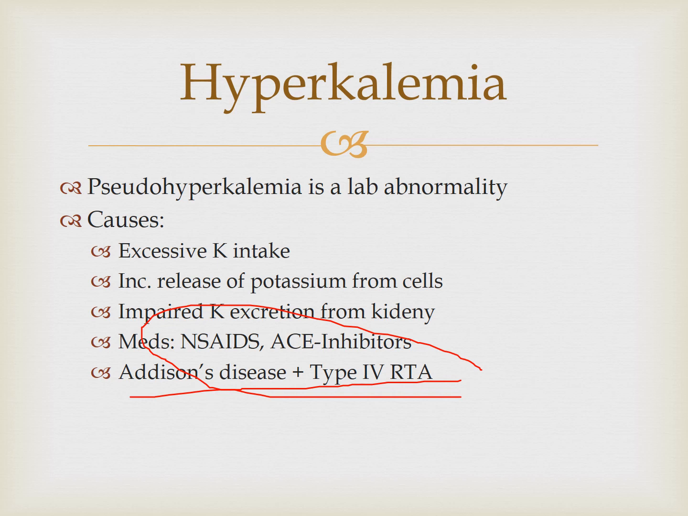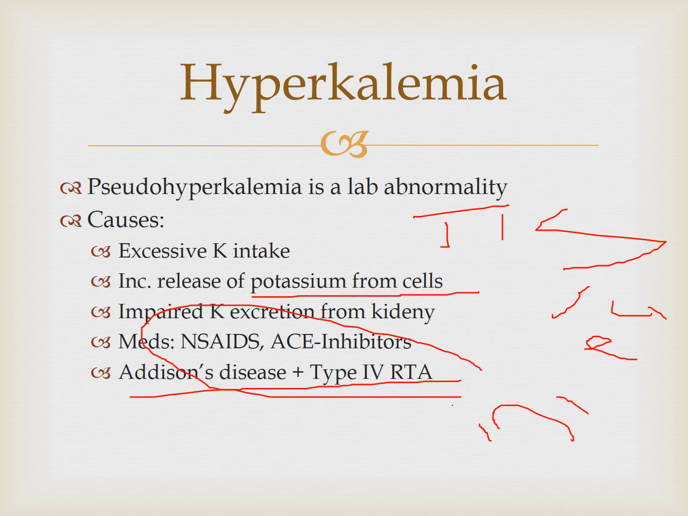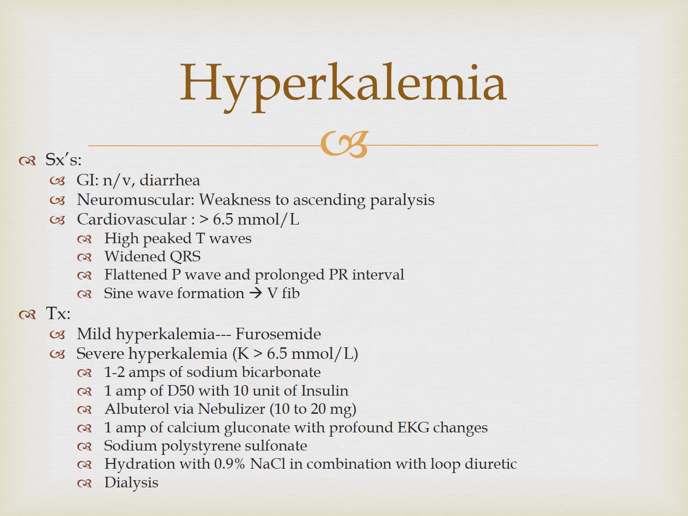Increased release of potassium from cells. When you have a tissue injury, after trauma, these people will have injury to the tissue and muscle. The muscle starts breaking down, so it releases the potassium into the intravascular space. You get a hyperkalemia. You can have EKG manifestation.